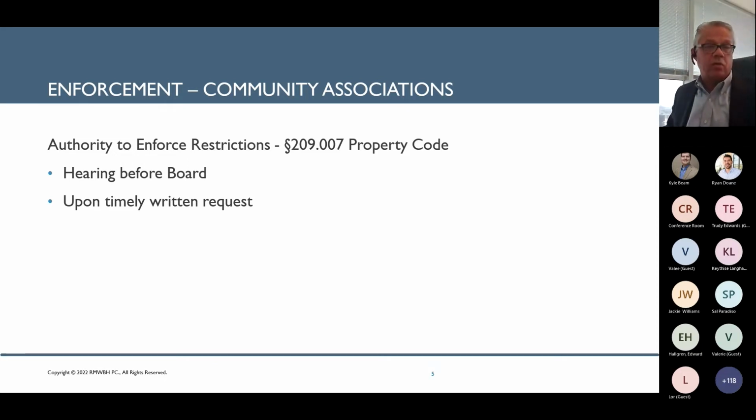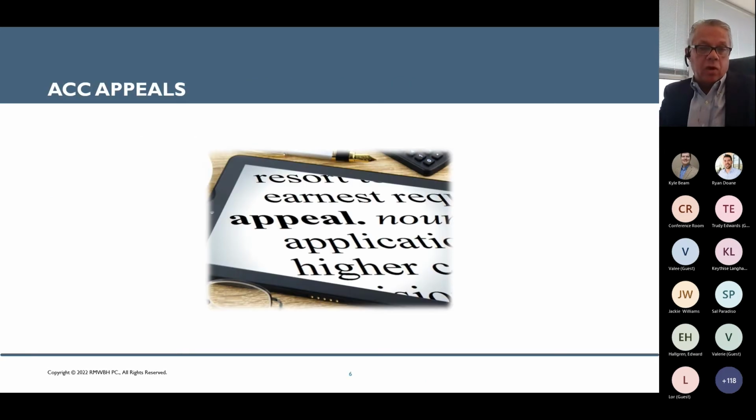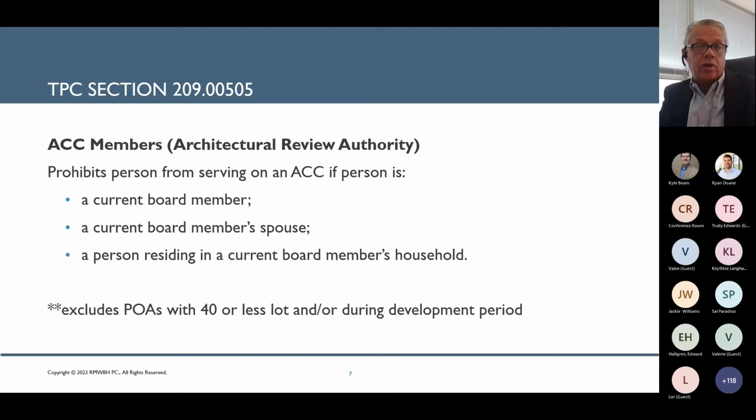So let's talk about the architectural control committee a little bit. Due to a law change last year, the law now prohibits a person from serving on the architectural control committee if they're a current board member, the spouse of a current board member, or if they live in a current board member's household. This has had a big effect on a lot of associations. It's important to note that this law excludes associations that have 40 or fewer lots or that are in the development period. If you're one of those two, this law is not applicable to you.